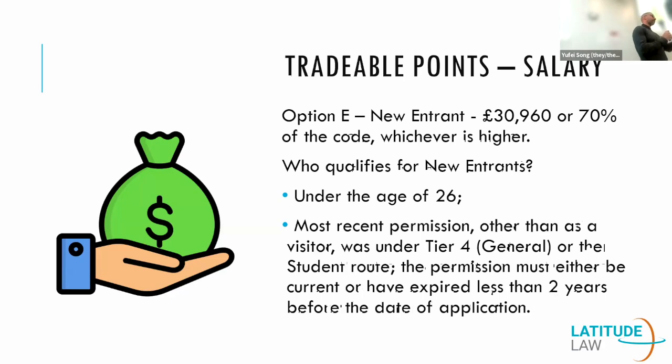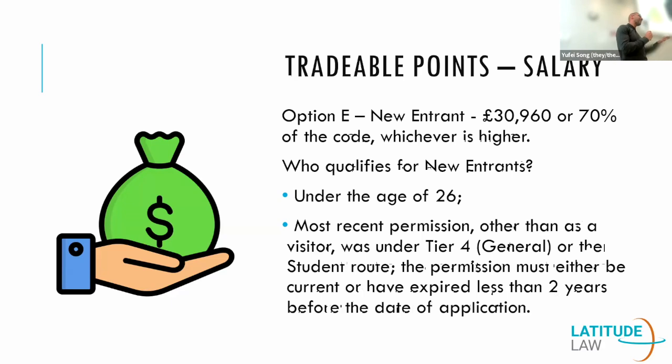So if you're completing your studies this year and for any reason you don't find a job straight away, within the next 2 years you could still rely on the fact that you just completed a student visa, or on the basis of age, if you're under the age of 26. Just a key takeaway: if you're under 26, switching from a student or graduate visa, or have done a student or graduate visa within the last 2 years, you can be paid 30,960 instead of the actual going rate of 38,700.